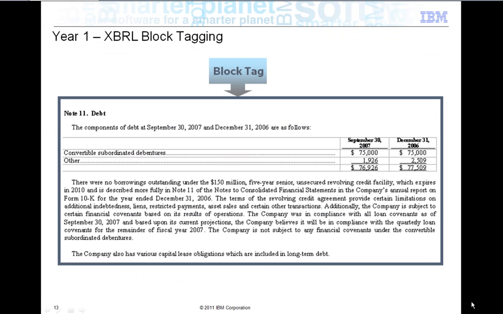So let's take a look just very briefly at XBRL and what some of the first wave requirements are. One of those year one requirements is around block tagging. This is where you're going to need to apply a block tag around each and every financial note that you have. And these are typically notes for your financial statements.